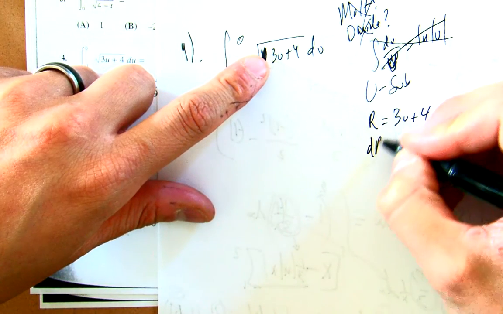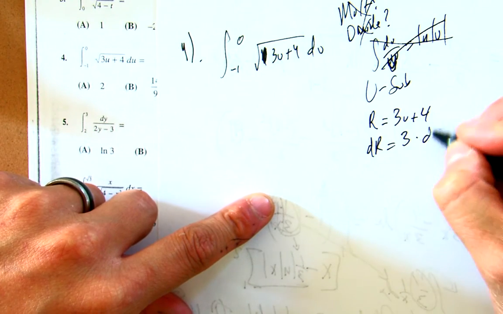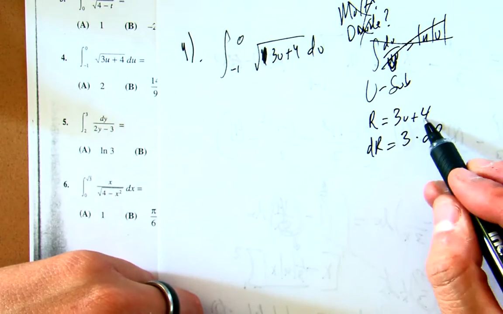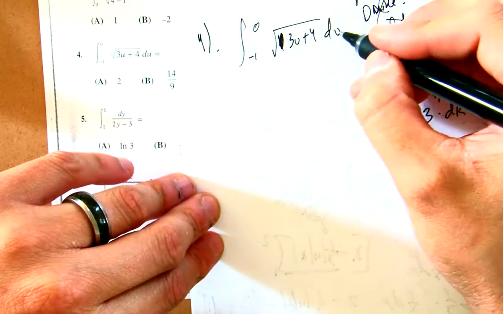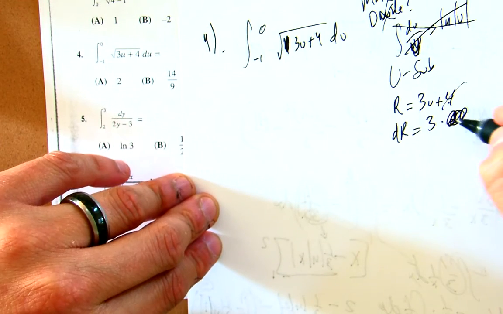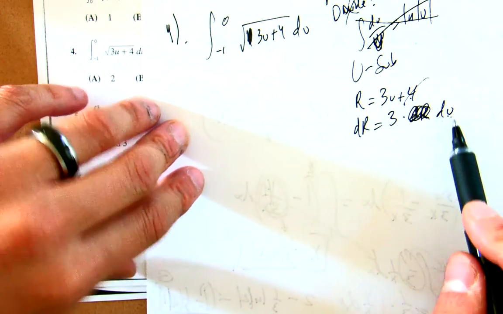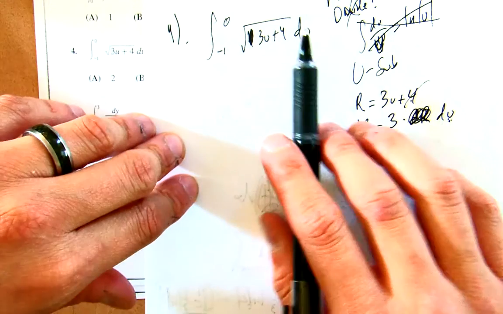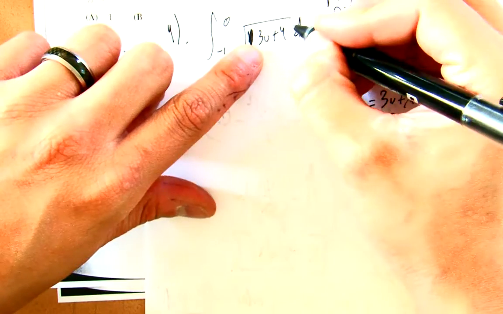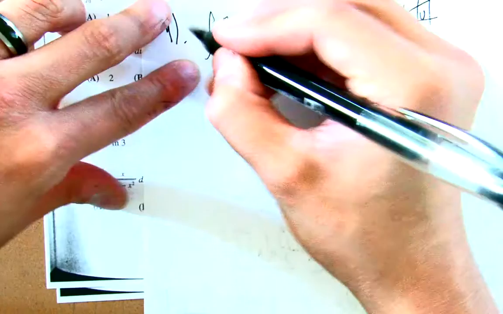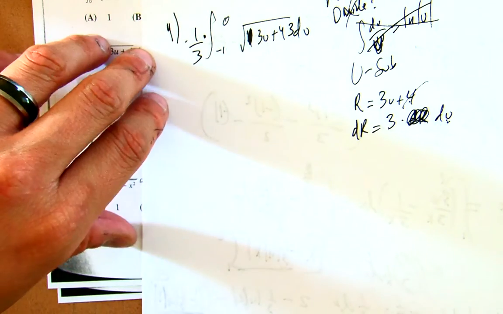So dr is the derivative of this, which is just 3 times du. Oh sorry, this is du, not dr, my bad. Because the derivative with respect to u of this is going to be this one over here, du. So we have du, we need a 3, so we need to put a 3 here next to it. And if I put a 3 here, I need to multiply by the reciprocal, which is a third. Okay? And now we're going to substitute in.